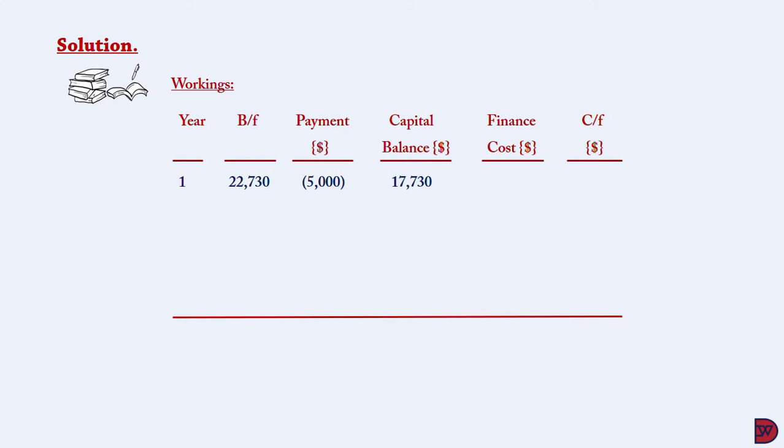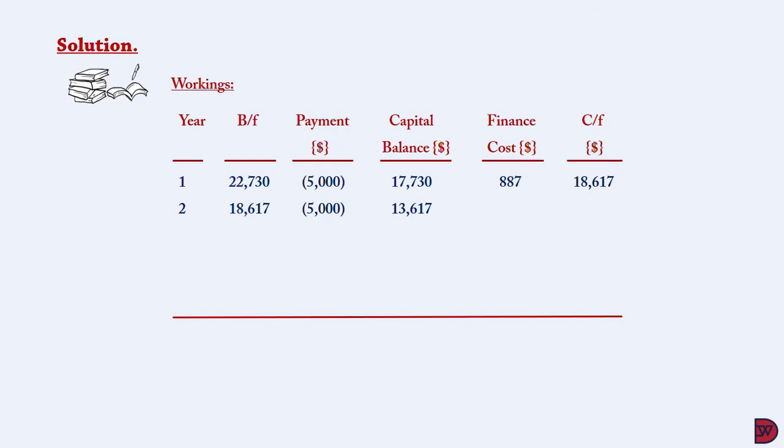Then we charge the finance cost, which is the 5% on it, leading to $887. It will lead to a balancing figure of $18,617, which is supposed to go to the non-current liability portion of the statement of financial position. The finance cost of $887 will also go to the profit or loss account. When we bring the balancing figure for year 1 to year 2, it will be an opening. We take out the same $5,000, lead to a balance of $13,617.